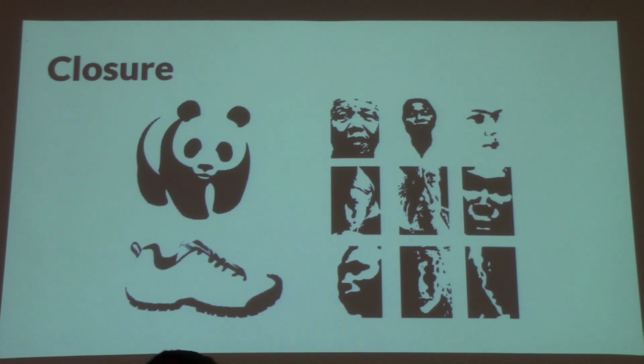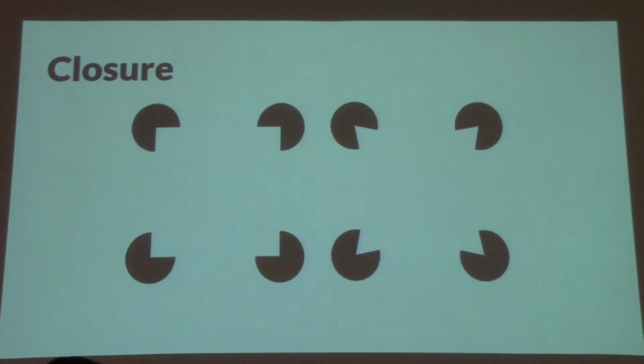Closure is something that our mind also processes immediately. So even though there is no line here, we still perceive this distinct shape and the symbol. And the same here, there are no lines, but everybody sees that this is the end of the shoe. We interpret the closure in this case.